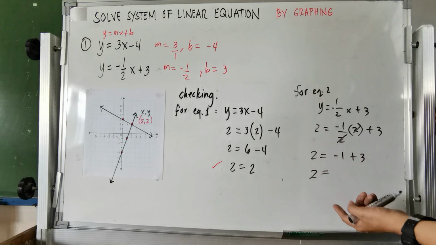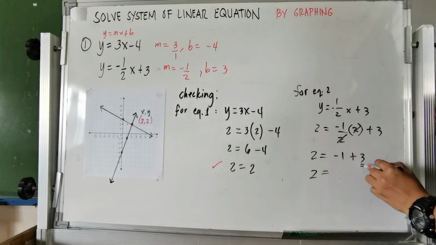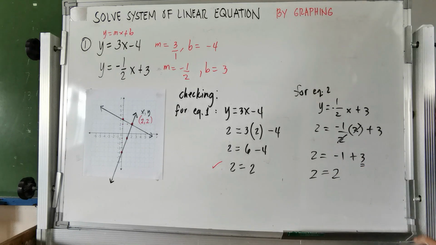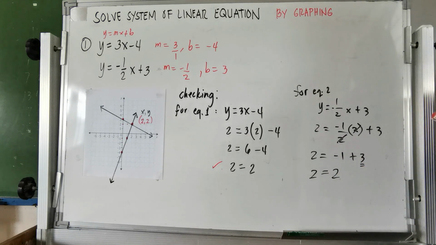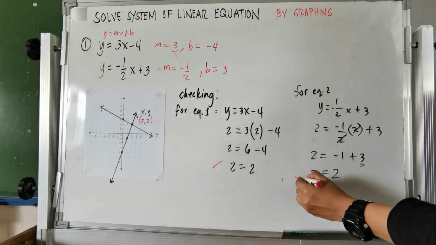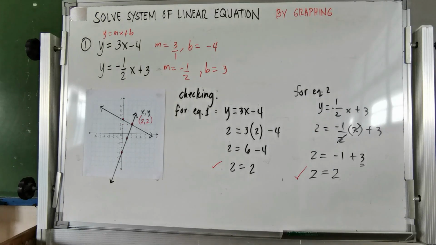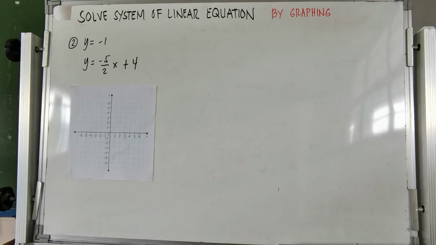Magkaiba ng sign, so ima-minus natin. Then copy the sign of the higher number, which is 3. So we have positive 2. So meaning, yung ating solution is correct since nasatisfy niya yung both of the equation natin na given. Now let us have example number 2.